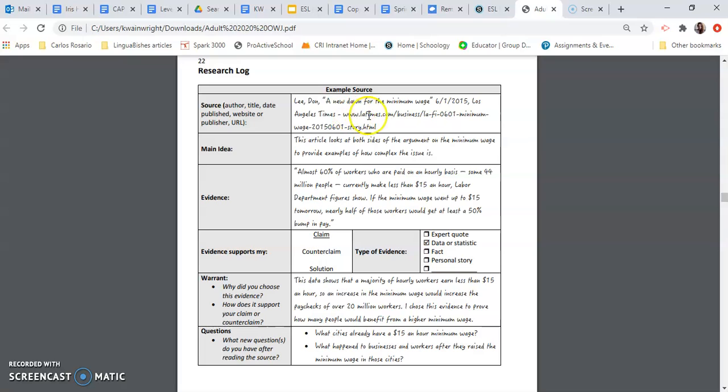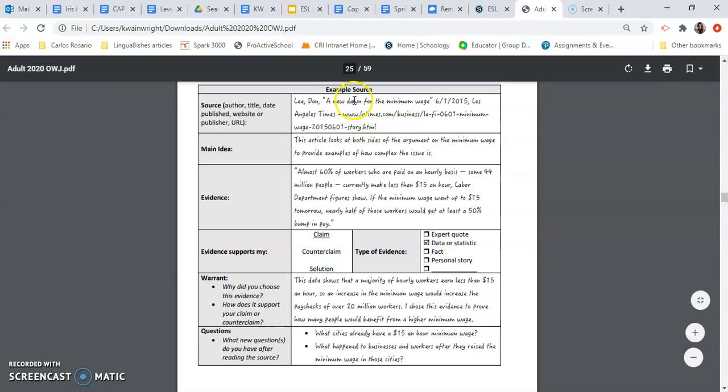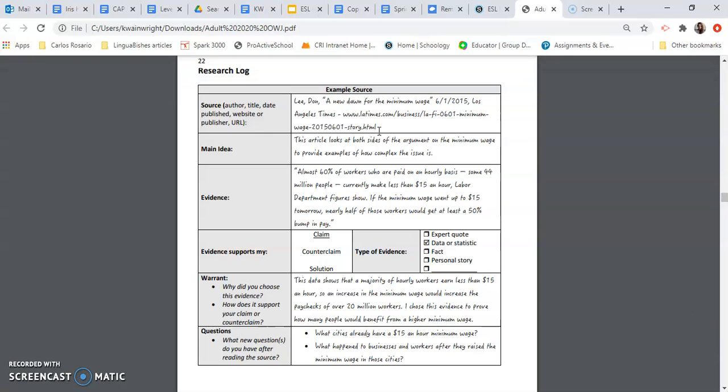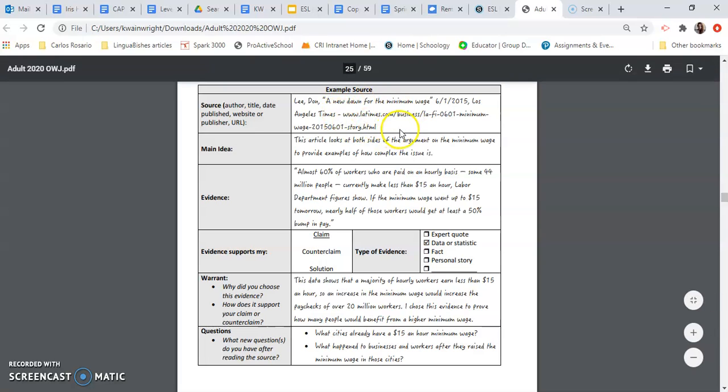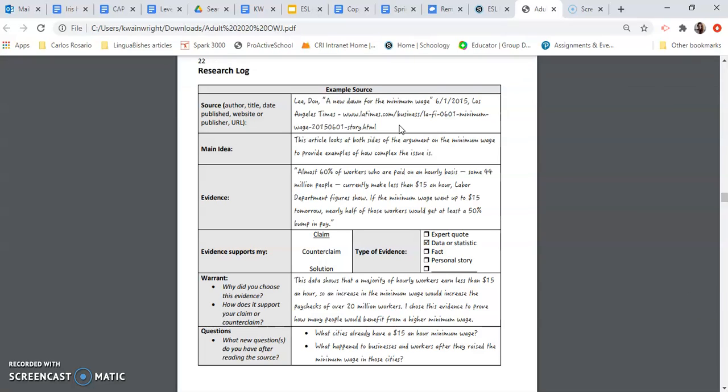And then here is the URL. So this is the link to the website where you could find the article. So all of this information is important because you might need to go back to the article and check something, so you want to be able to find it later. You will also need all of this information when you write your essay, because you'll have to create a works cited list. That's a list of all your sources, and we'll help you do that in a few weeks.